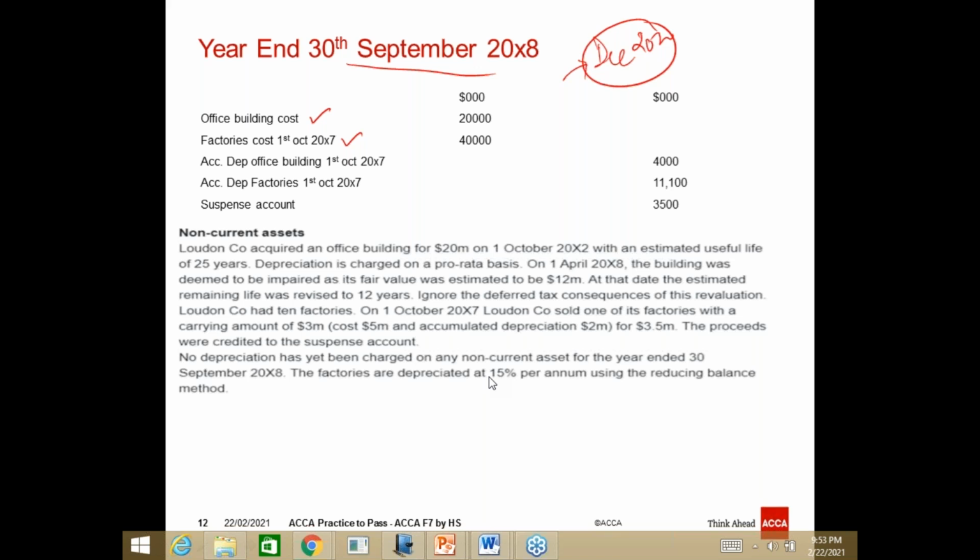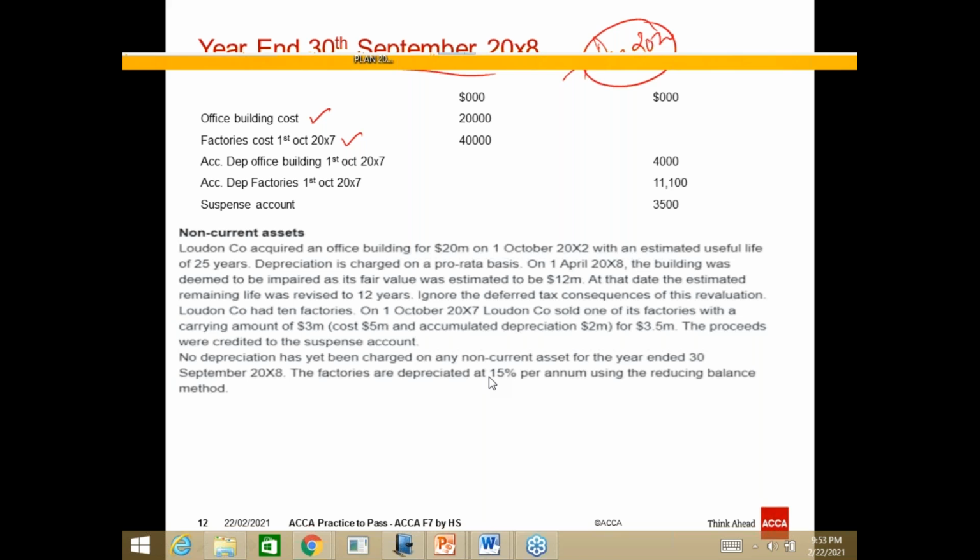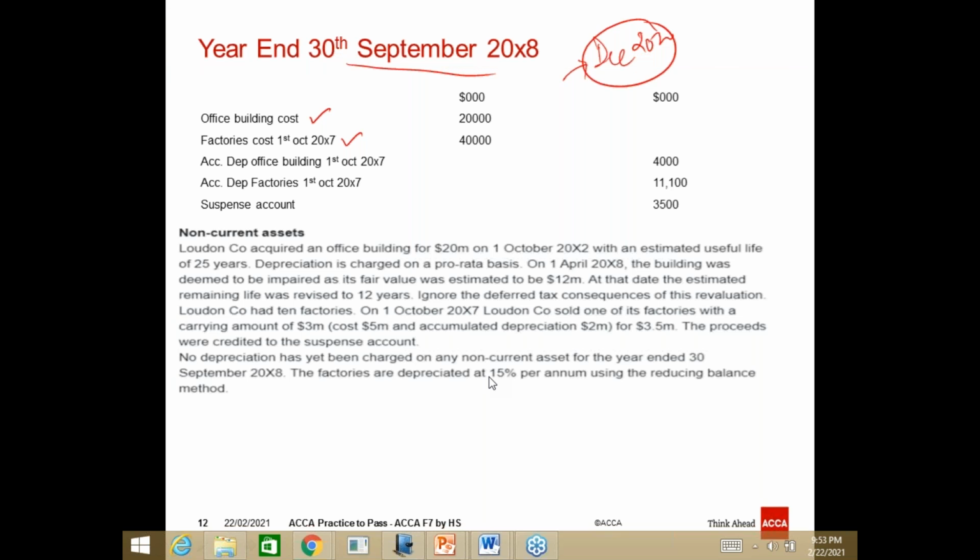Okay. Office building cost 20,000 and accumulated depreciation of 4,000. The company acquired an office building on 1st October 20x2 for 20 million with an estimated useful life of 25 years. Depreciation is charged on a pro rata basis. On 1st April 2008, the building was deemed to be impaired, and its fair value was estimated to be 12 million. At that date, the estimated remaining useful life was revised to 12 years.